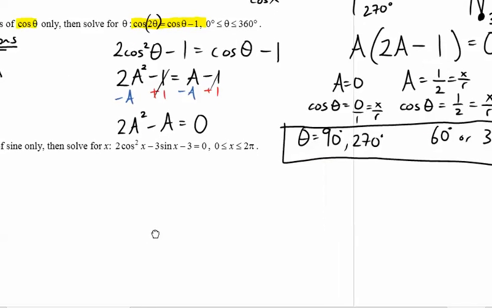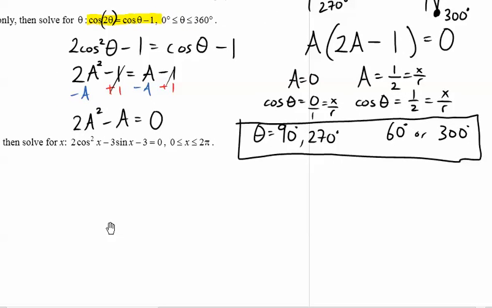Okay, last example. We've got cosine squared and sine in one equation. This is a problem. We can't solve it. We have to have it all written in terms of either cosine or sine. So do you know which one I should use, cosine or sine?